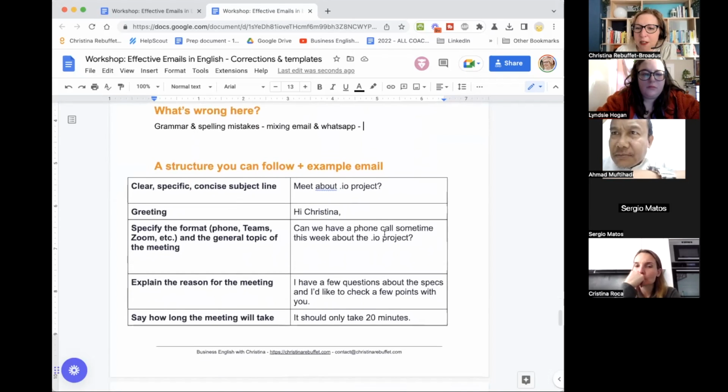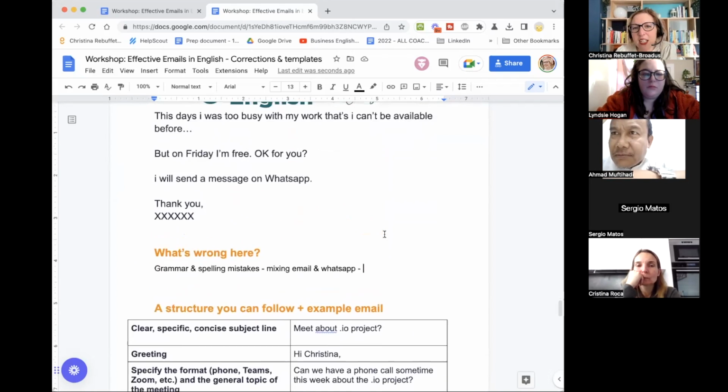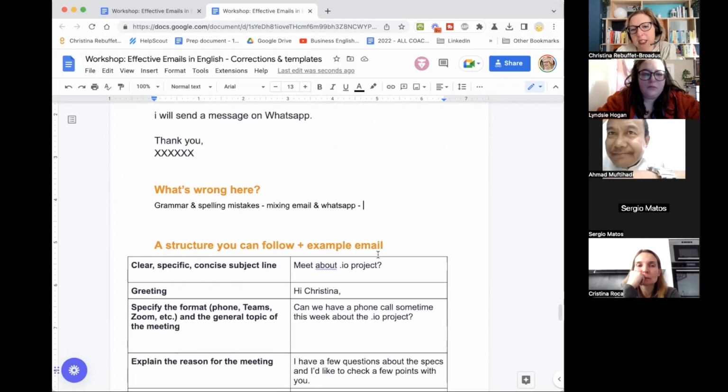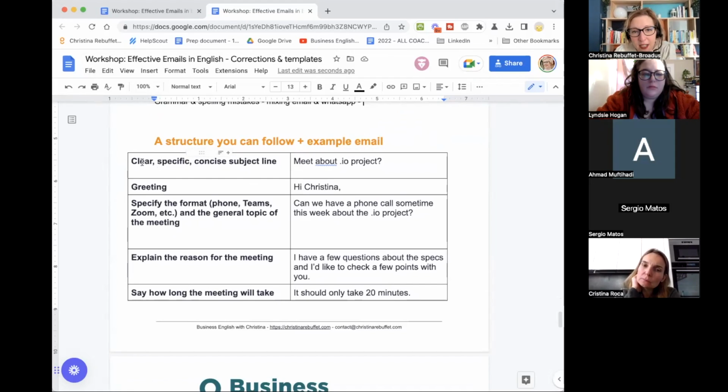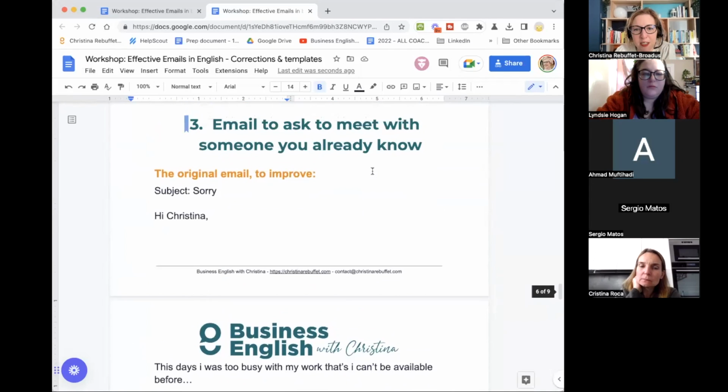Let's look at how we could change this. I changed this message a little bit to give you an example of a message that you might send to a contact, like a business contact, a coworker, etc. Start off with a clear, specific subject line. Here, the subject line was "Sorry." And so already, when you get that subject line, you're like, uh-oh. You don't want to open that email.